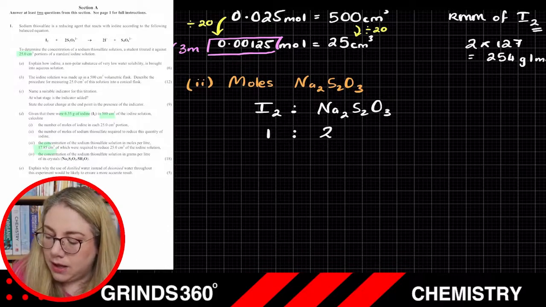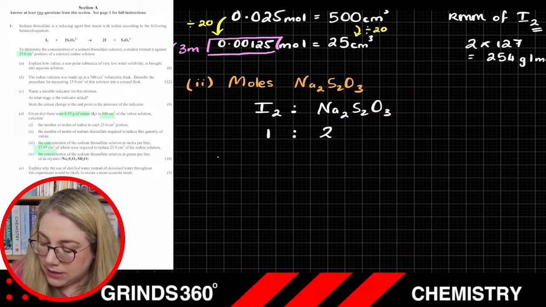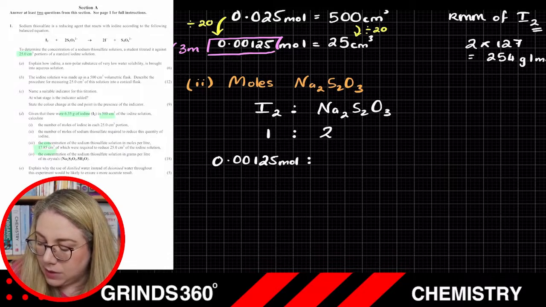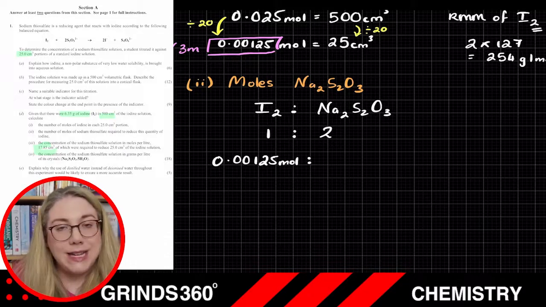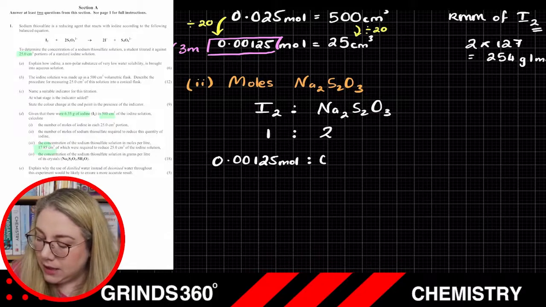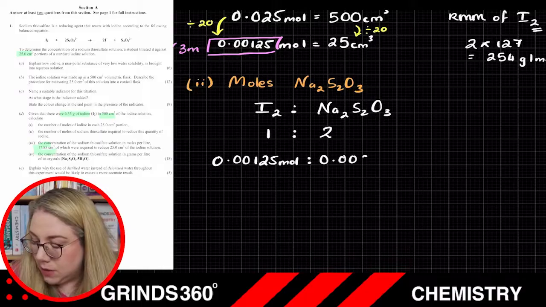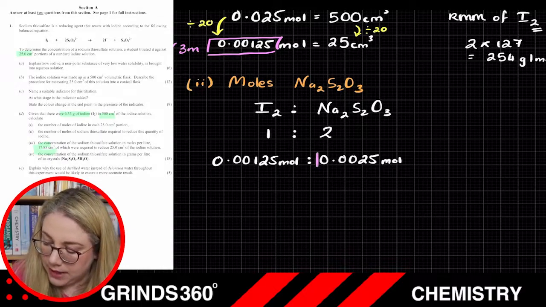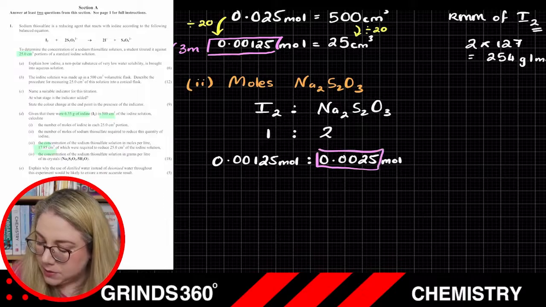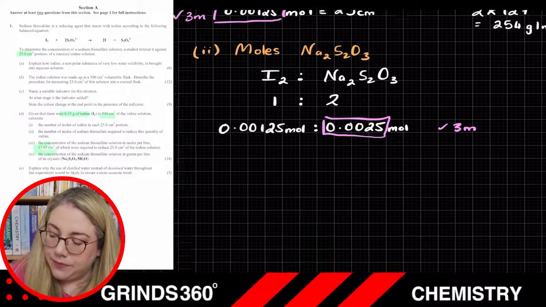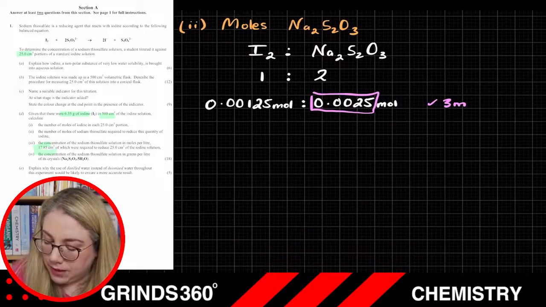The number of moles of iodine we worked out in the previous part was 0.00125. Then to find out the number of moles of your sodium thiosulfate, it has to be twice as many. So you times it by 2. And that gives me 0.0025 moles. And for that number, the examiner is going to give you 3 marks. Now, that's part 2. Part 3.